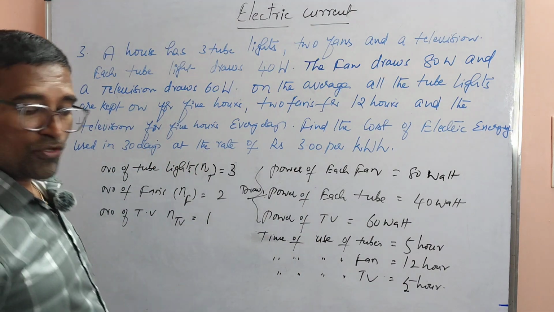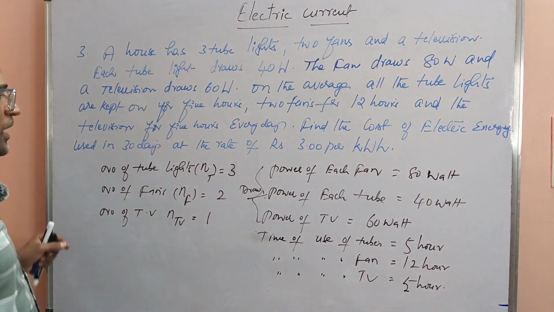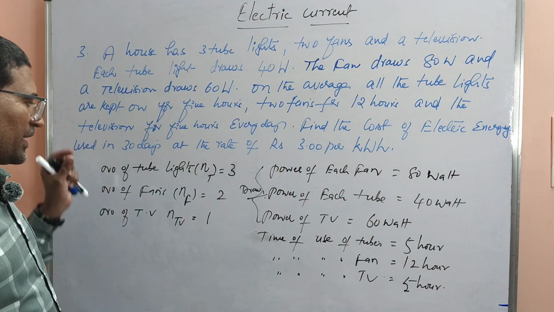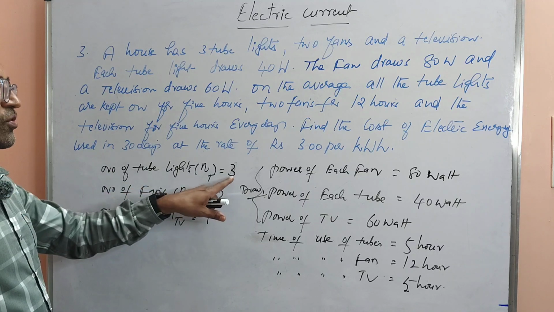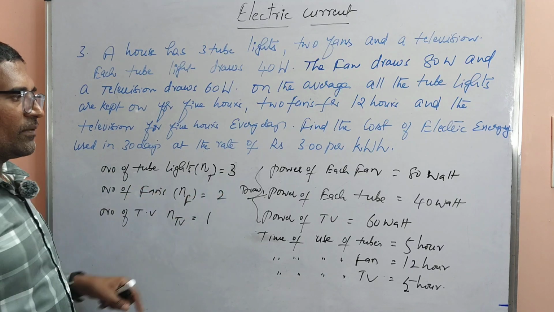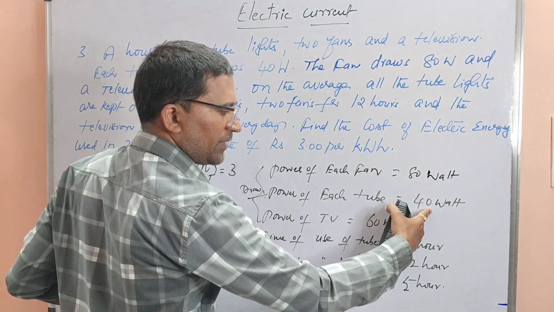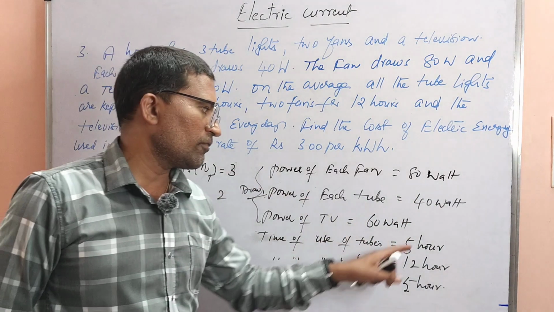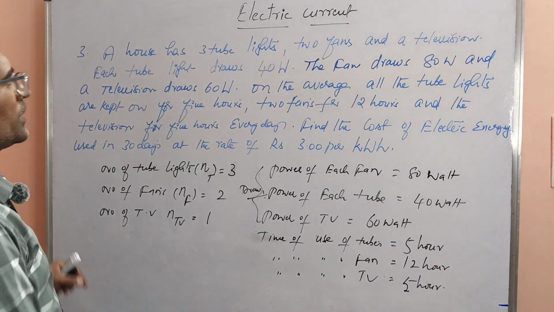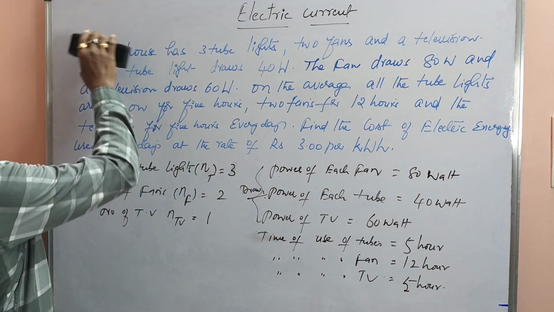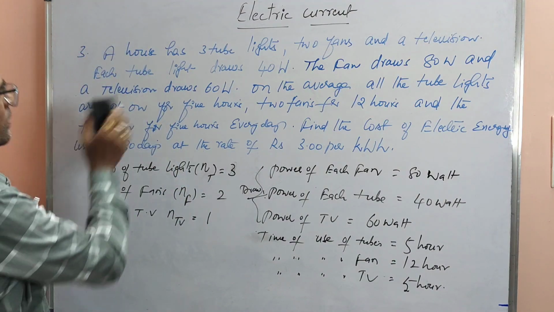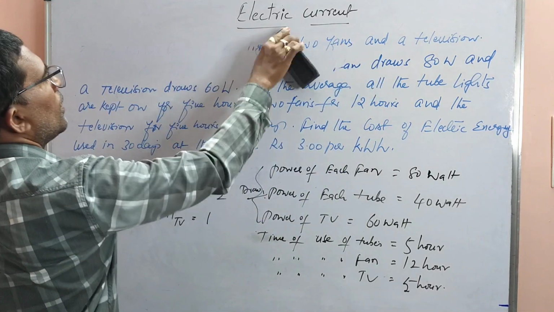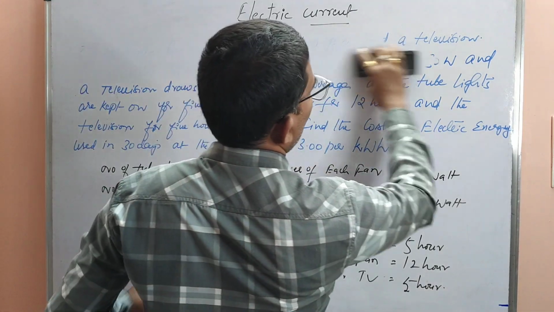First of all, we should calculate the total power the tube light draws. Total number of tube lights is 3. Power of each tube is 40 watt. And the tube light is kept on for 5 hours. First of all, you have to do that. I just want to erase the upper part of this problem. I hope you all have already written this problem in your book.